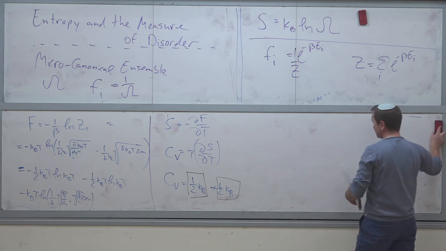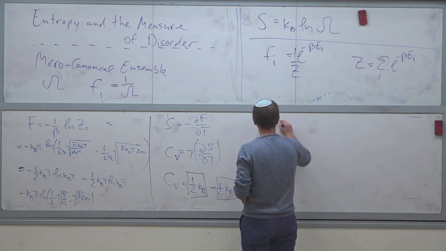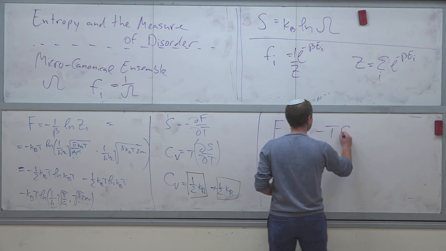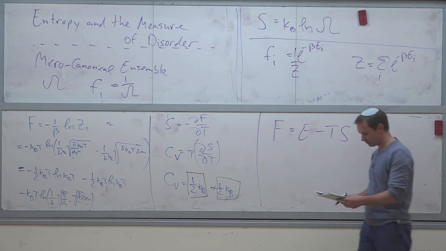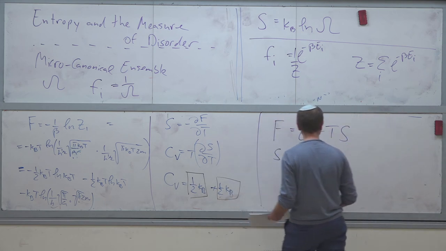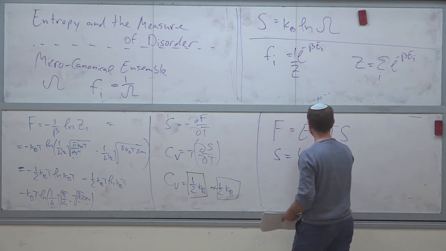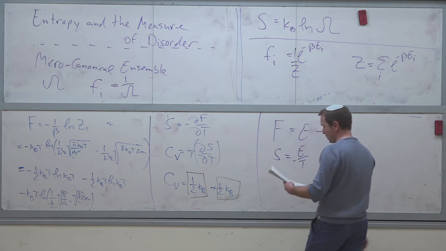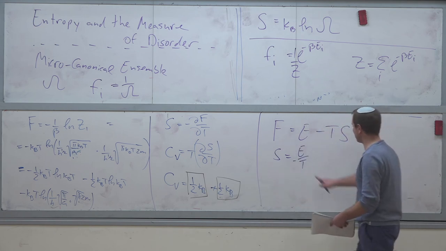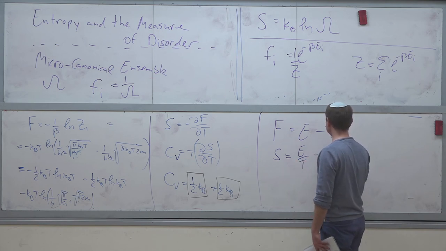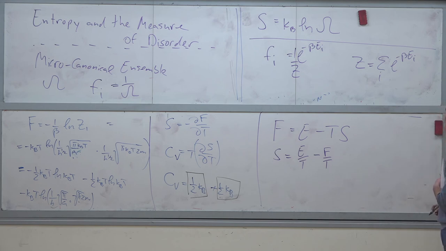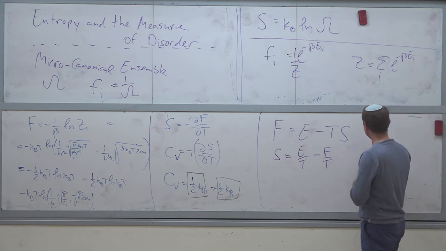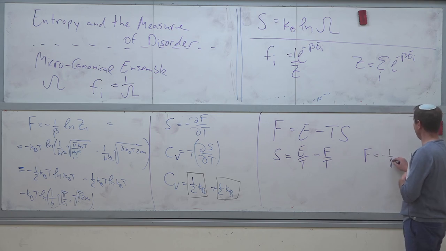Okay, so first of all, the free energy is E minus TS. Okay? So entropy should appear in this formula over here. So we can take S and say that S equals E divided by T, with minus, I'm sorry, with plus, minus F divided by T. Okay. So what is F? F is minus 1 over beta log of Z. Okay?